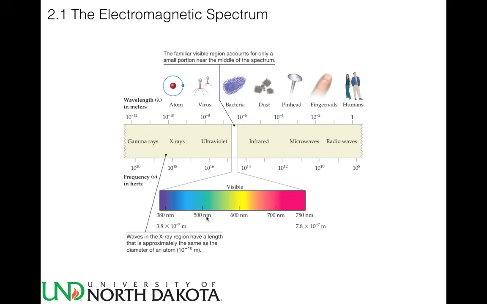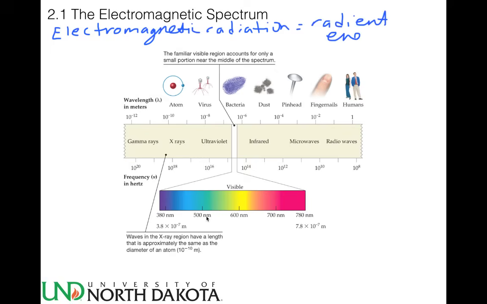What we know of as light, visible light, is part of a larger spectrum of electromagnetic radiation. So the electromagnetic spectrum is composed of electromagnetic radiation. Electromagnetic radiation is also known as radiant energy. And it's a continuous scale of waves that vary in their wavelength and their frequency.